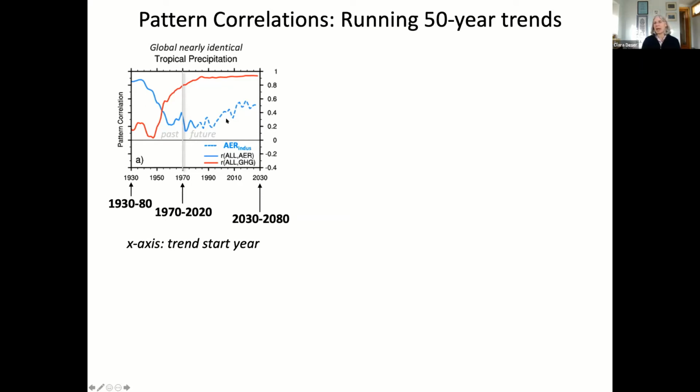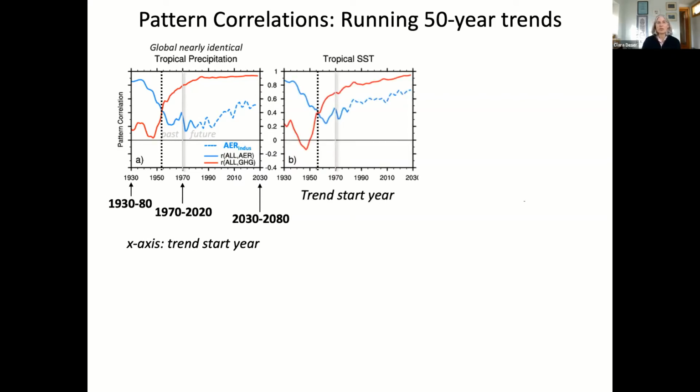The blue curve is the pattern correlation between the aerosols and the all forcing run. The dashed curve for these future time periods is because we didn't extend the biomass burning simulations that far. It doesn't really matter. The biomass burning changes in the future, at least in these CMIP5 experiments, are not very large. So this is very simple behavior, and you can really see the handoff, if you will, between an aerosol-dominated pattern in the all-forcing experiment and a greenhouse gas-dominated pattern occurring somewhere in the second half of, for 50-year trends, those beginning in the early 1950s. So that's when that handoff occurs. Very similar result in terms of that crossover point.